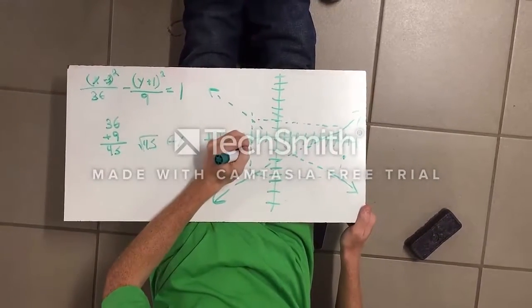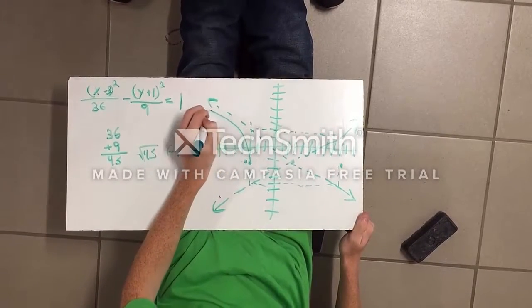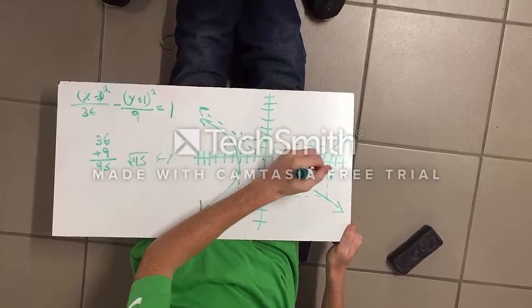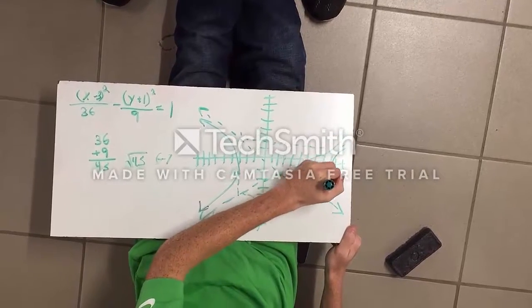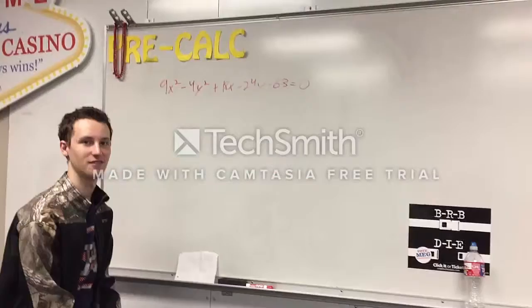And then our hyperbolas will be right here on the line. You want to graph it and then go close to the asymptotes, but not touching it. We're going to do the same on this side. Going close to the asymptotes, but not touching them. And that's how you graph a hyperbola.